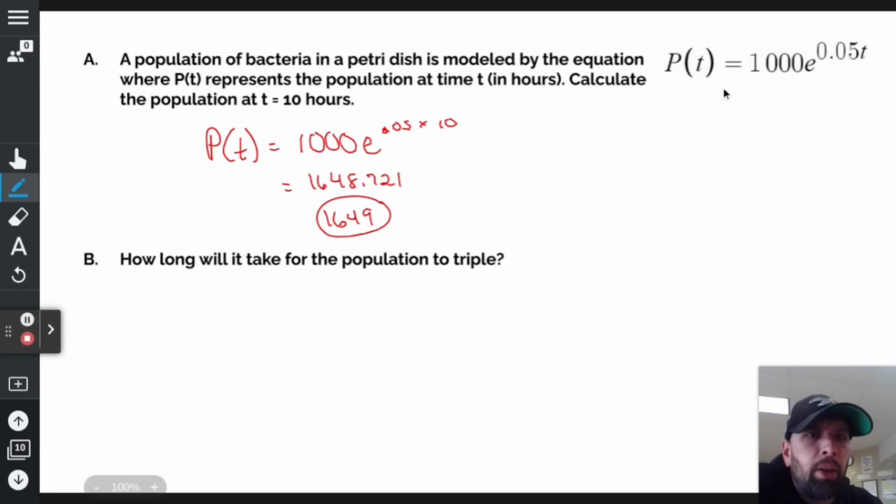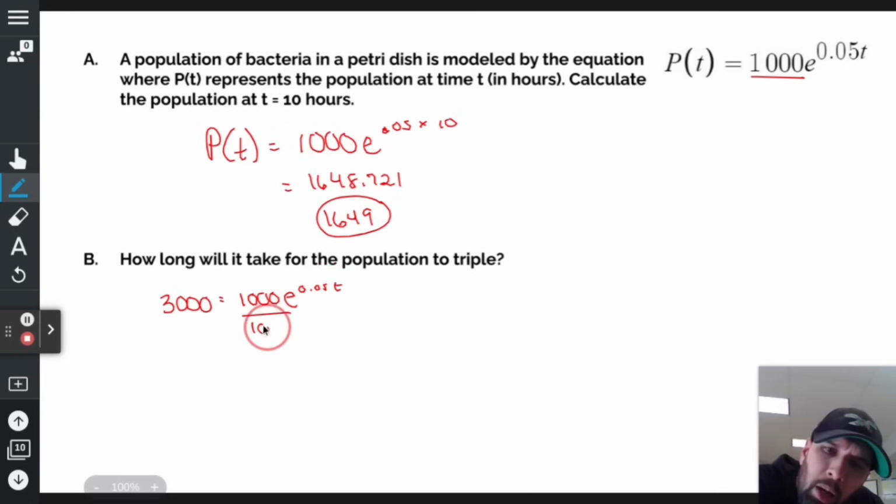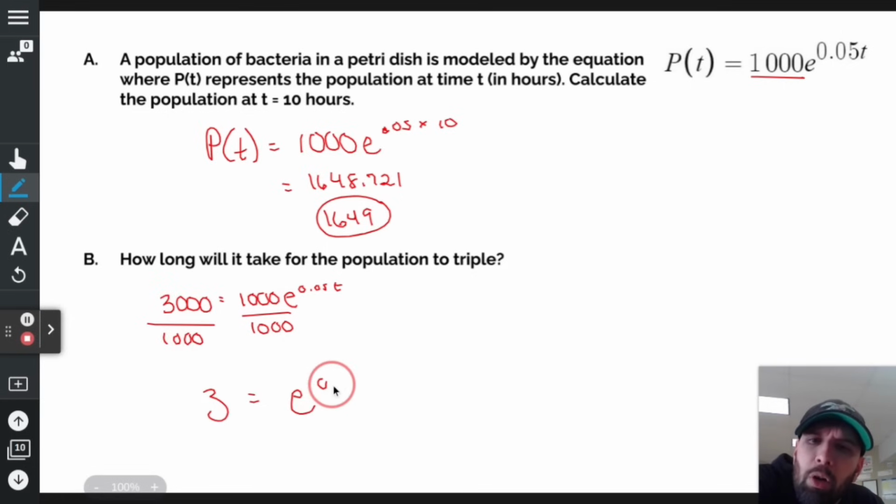Well, I start out with 1,000. So tripling would take me to 3,000. 3,000 equals 1,000 e to the 0.05t. Now, let's divide everything by 1,000. You get 3 equals e to the 0.05t.